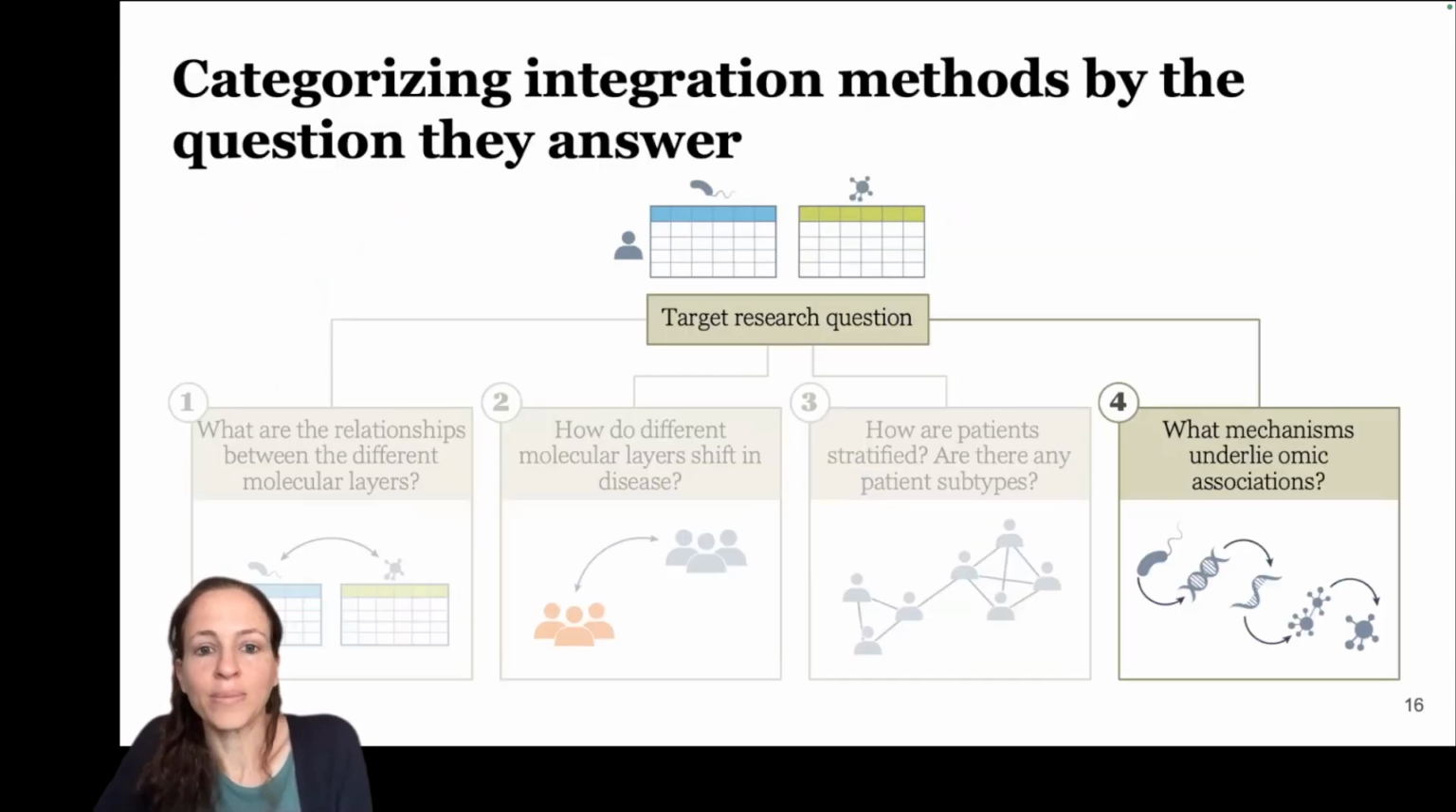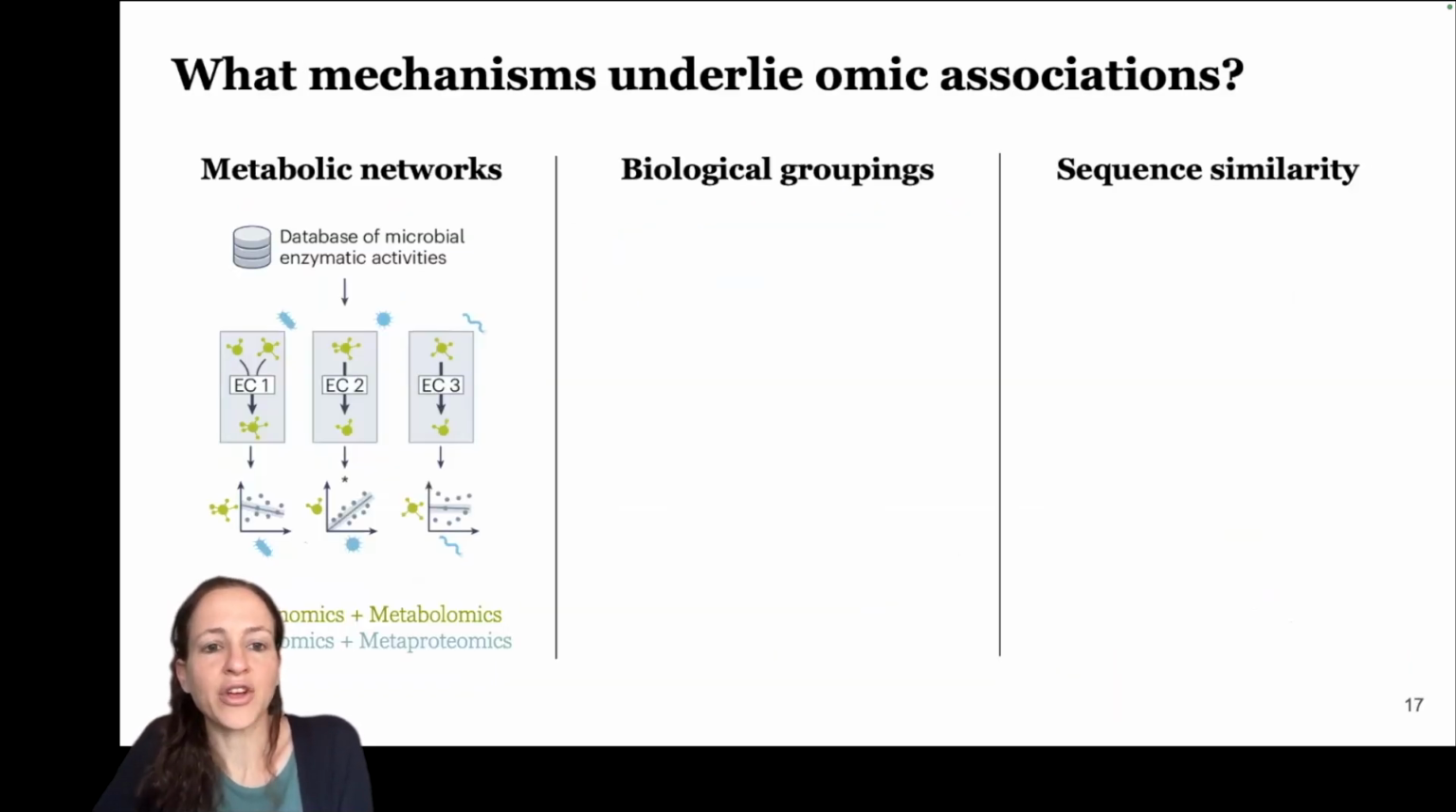Lastly, we may want to focus more on possible mechanisms and use prior knowledge that we have in order to understand how different omics interact with one another. And there are different types of prior knowledge that we can use to tackle this approach. So one type of prior knowledge is metabolic networks. So this could be very useful when we try to integrate metagenomics and metabolomics, or metagenomics and metaproteomics. And there are a few methods that use metabolic networks to do this smart kind of integration.